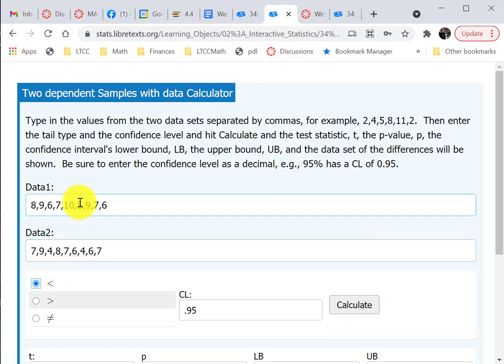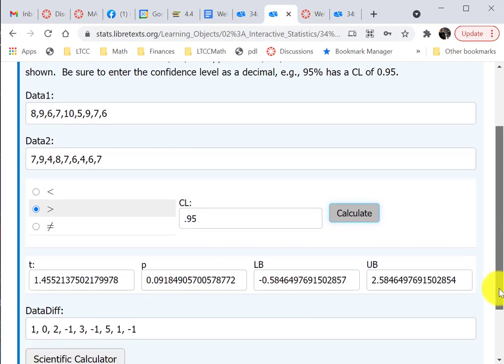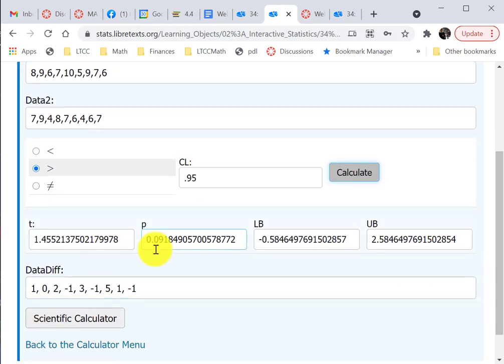We want to hypothesize that the first is greater than the second. People remember more before they drink than after they drink. And we still want a 95% confidence level. So 0.95 for CL, and hit calculate. That's all there is to it. And here we have a p-value of 0.09-ish. Our lower bound is negative 0.58, and our upper bound is 2.58.